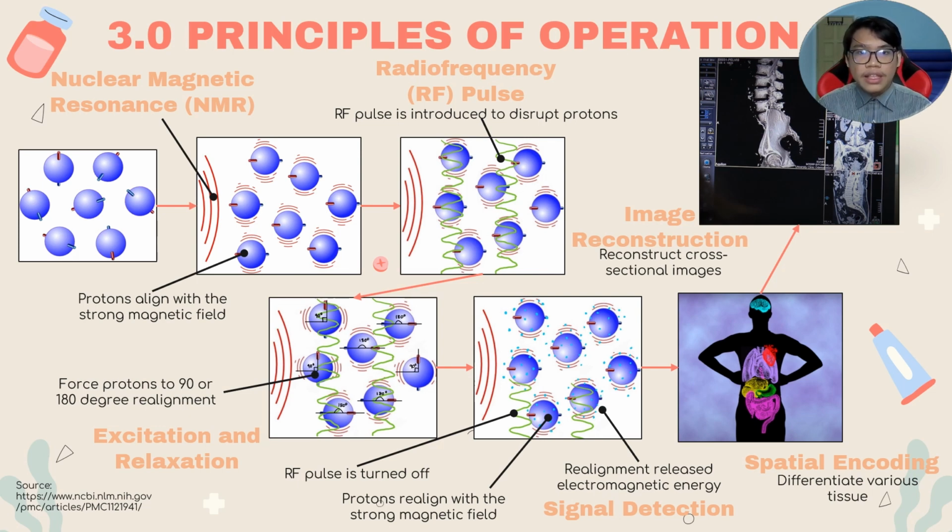The MRI then can detect this energy and differentiate tissue based on how quickly the protons release energy after the pulse is turned off. The detected signals are processed by a computer to reconstruct cross-sectional images of our body.